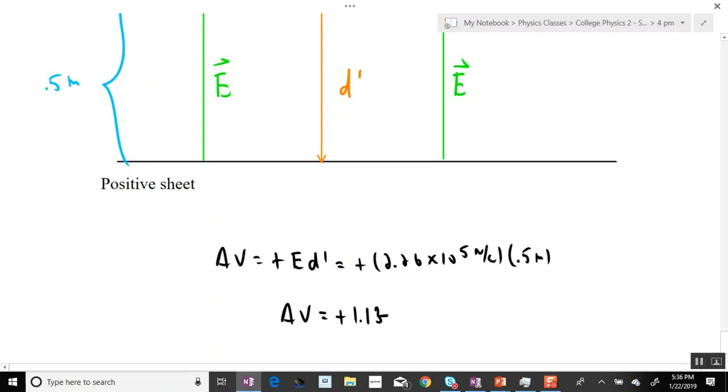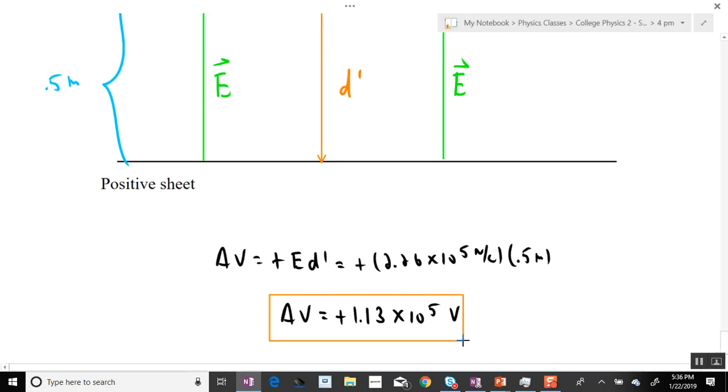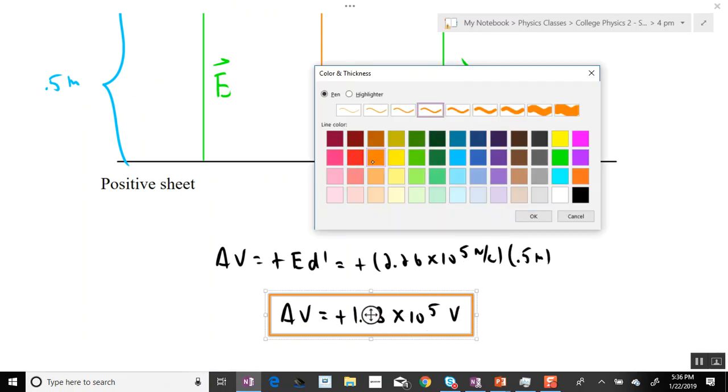times 10 to the 5th volts. So what we're saying is, if you go from the negative plate to the positive plate, the voltage increases by 1.13 times 10 to the fifth volts. And we commonly refer to that as the voltage across a capacitor. It's 1.13 times 10 to the fifth volts for this case.